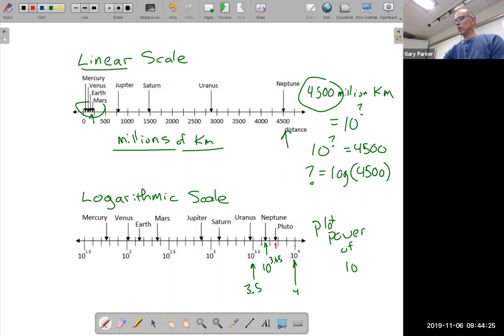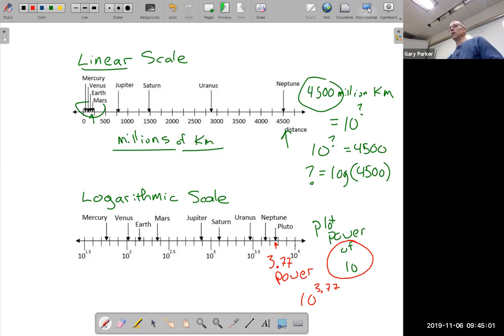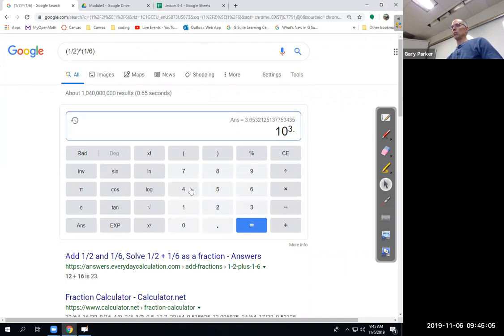So Pluto is right about there. Let's clear some stuff out of the way here. Which power of 10 is that? Well, 3.5, 3.6, 3.7, 3.8, somewhere between 3.7 and 3.8, closer to 3.8. So I'm going to guess it's about the power of 3.77. To get its actual distance, because that is the power of 10, we would ask, what's 10 to 3.77? Open up our calculator again. What is 10 to the power of 3.77? It's about 5,900 million kilometers.